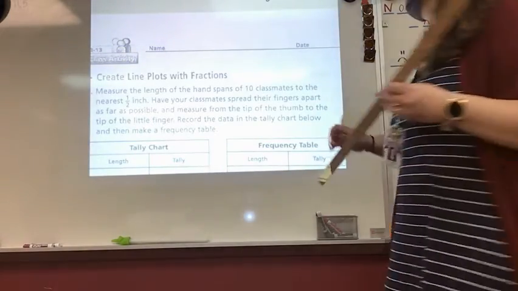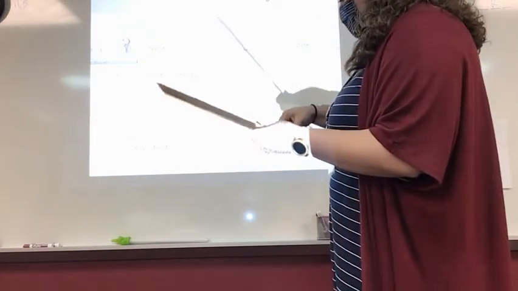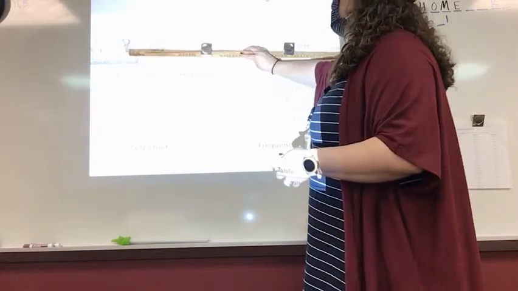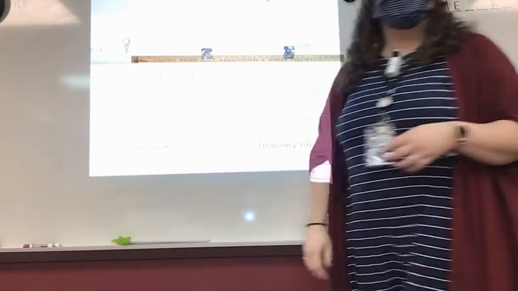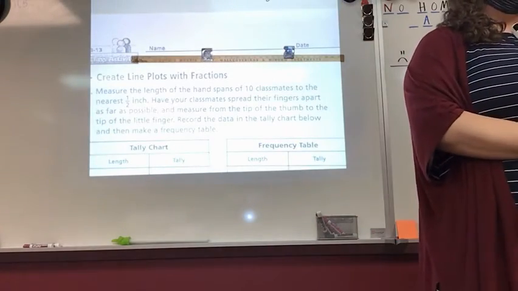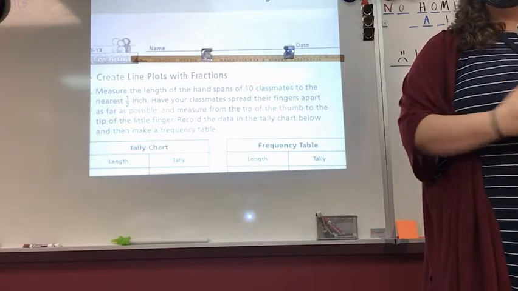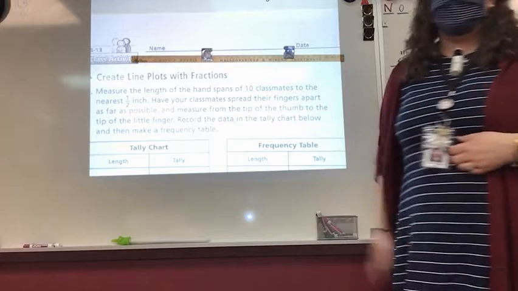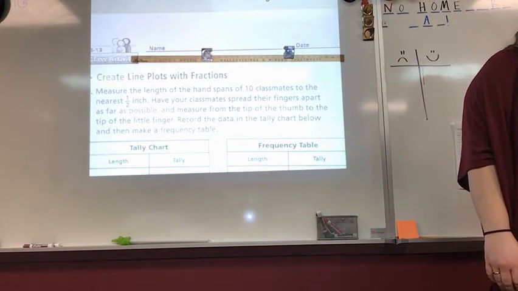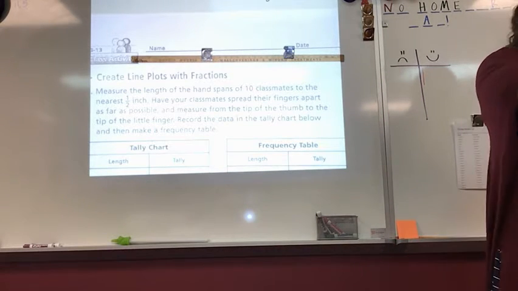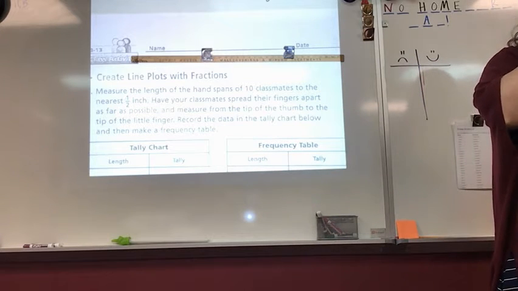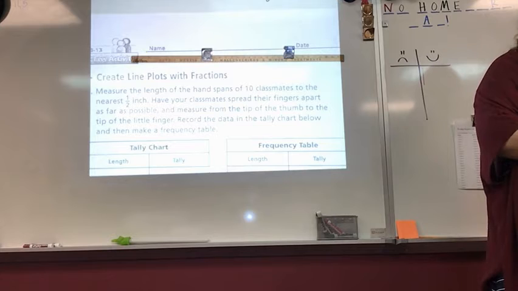These directions say, measure the length of hand spans of 10 classmates to the nearest half inch. Well, I don't think that's as fun as measuring everybody's. So here's what you're going to do. First, pause your rulers. They should be laying on your desk, because you need to listen to directions first. Gunnar, there's absolutely zero reason for you to have a paper out on your desk right now, so go put it away and we'll wait.